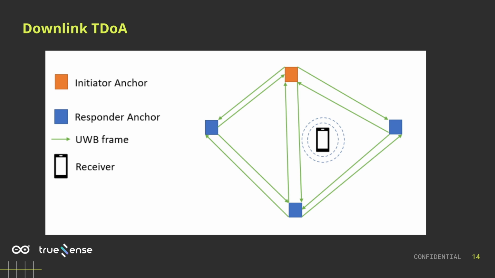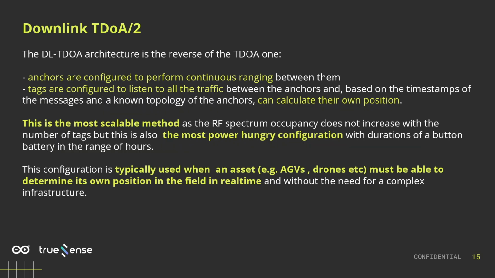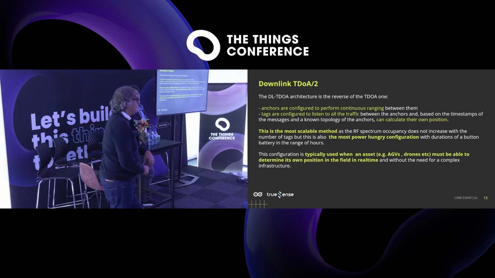Why? Because in this configuration, we have exactly the opposite as before. The tag never transmits. It's configured to listen only. And the anchors are then configured to do some kind of round-robin ranging between all of them. The tag can understand all these messages, and based on the timestamps of these messages, is able to calculate its own position.